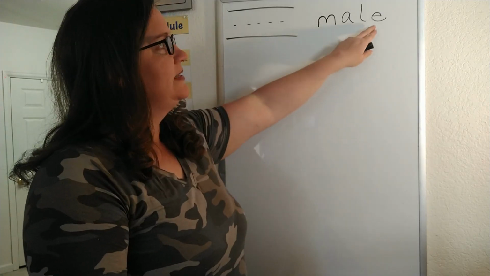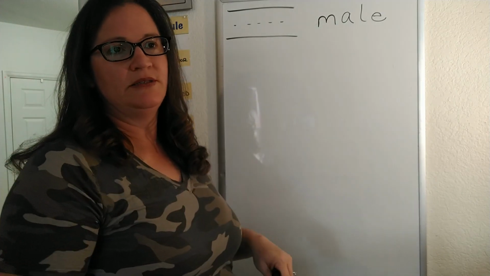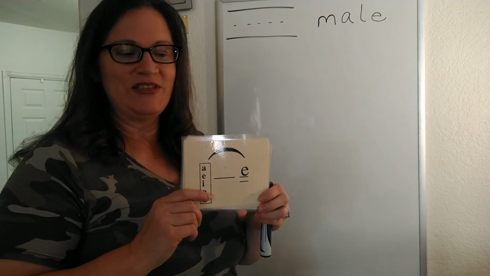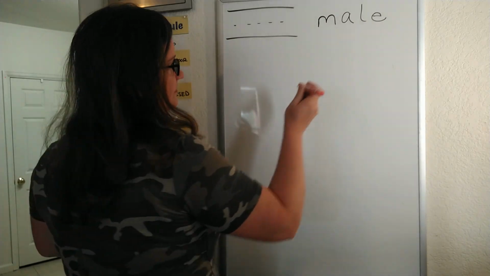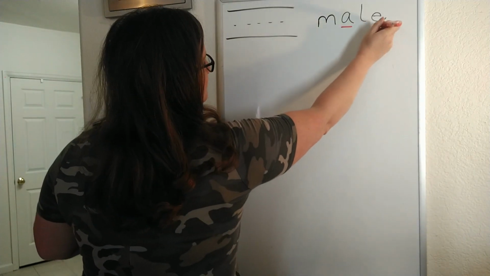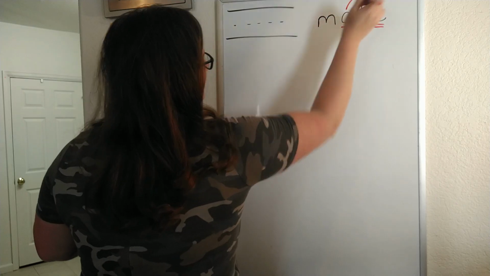Why do we have a silent E? What are our red markings? Is it the vowel sound changes because of the E? That's right. So what markings am I doing? Underline the A once, underline the E twice, and put an arc over the two. Very good.